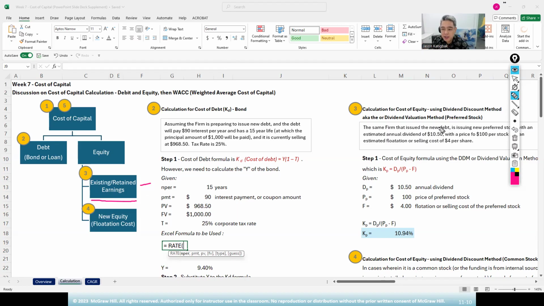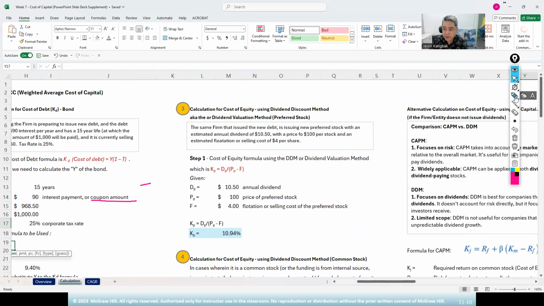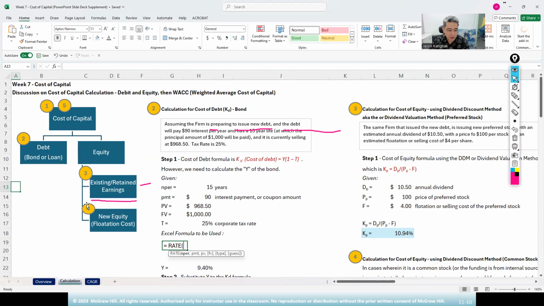So if it's using the existing retained earnings, I'm going to move it here. So it's the same firm, right? It's a continuation. The same firm issued the new debt, but it's needing something also, but it's issuing new preferred stock. Sorry, this should not be number four. Let me make a change. I'll make a switch, guys, okay? This is now number four. This is now number three. Apologies on that one.